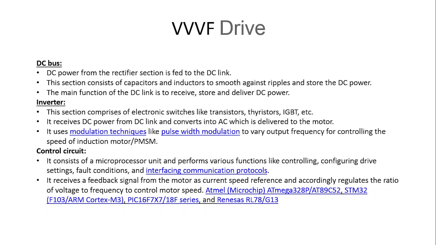Similarly, the inverter has 6 switches. The switches can be made up of SCR, IGBT or transistors. The main functionality is to receive the DC power from the DC link, convert it into AC power and deliver it to the motor. While delivering the AC power, it uses a modulation technique called pulse width modulation to vary the output frequency.